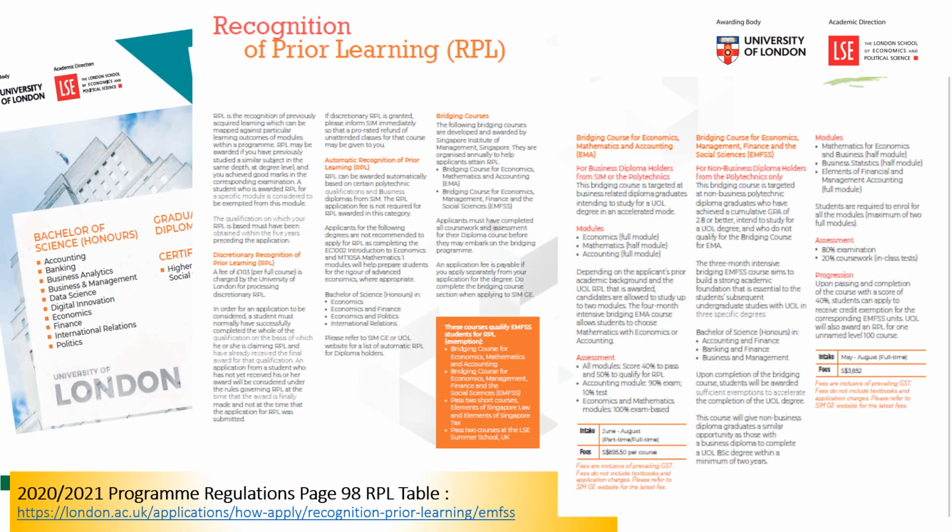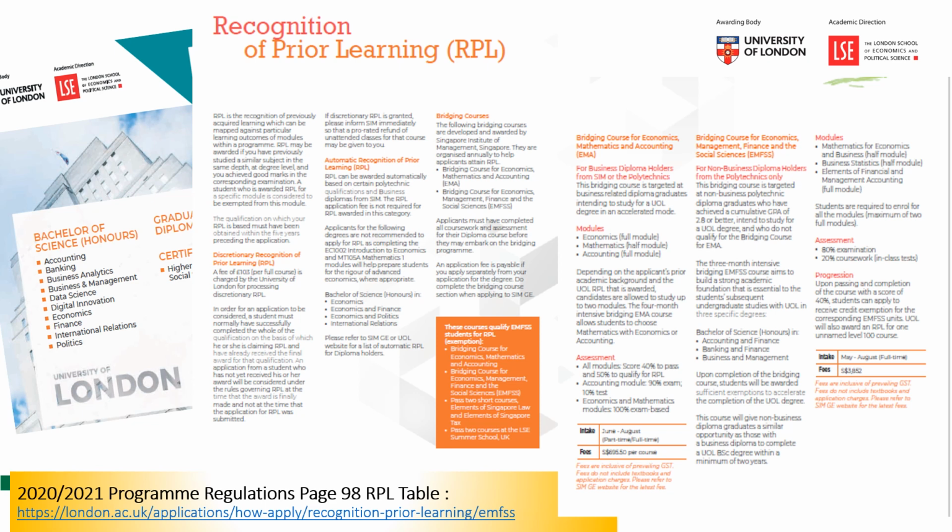Recognition of prior learning, RPL. This is a very, very important piece of information. As you know, University of London recognizes some of your prior learning at diploma level. That means instead of taking all the 12 courses required in your degree, you need not take all of them. Some of them, probably half a unit, or 1 unit, or 2, or 3, are exempted because University of London recognized your prior learning at the Polytechnic or SIM diploma level.